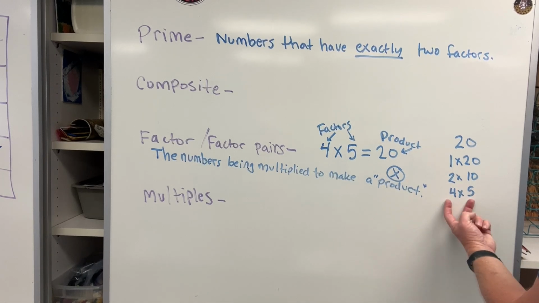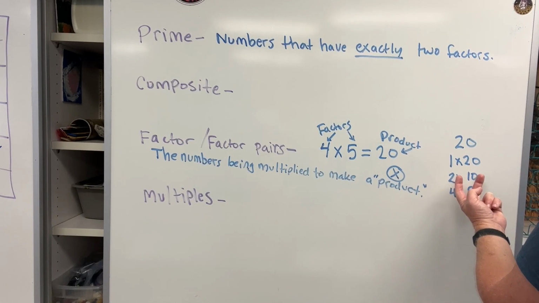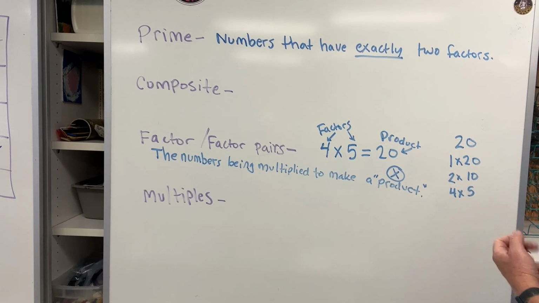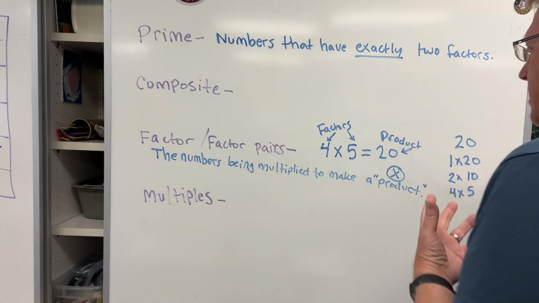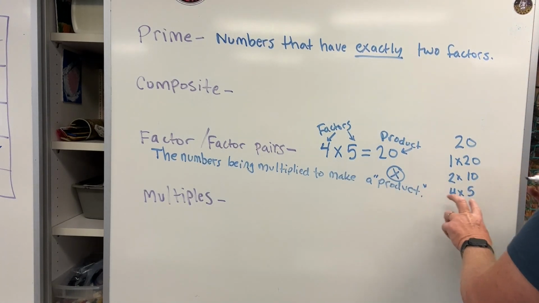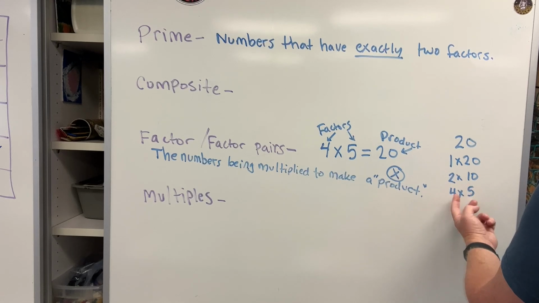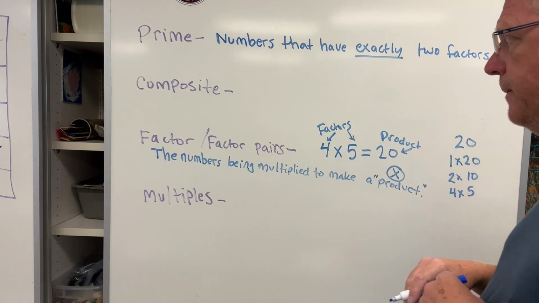And remember that commutative property of multiplication says that I can change the order. So 5 times 4 is also a factor pair for 20. And 10 times 2 is a factor pair for 20. And 20 times 1. But I don't need to necessarily list all of them if their commutative property pair is present. All right.